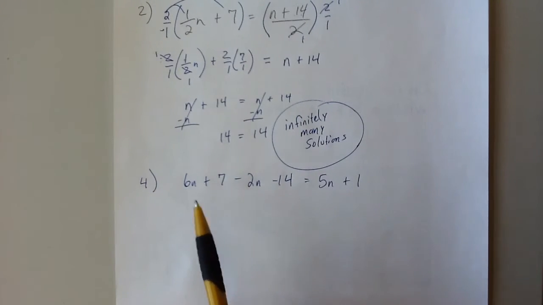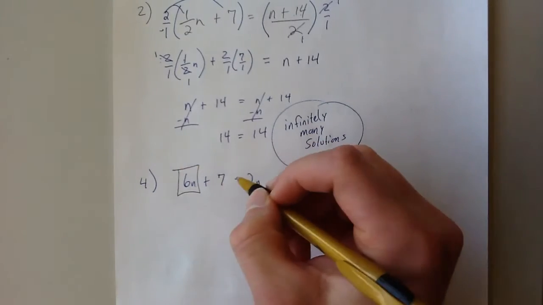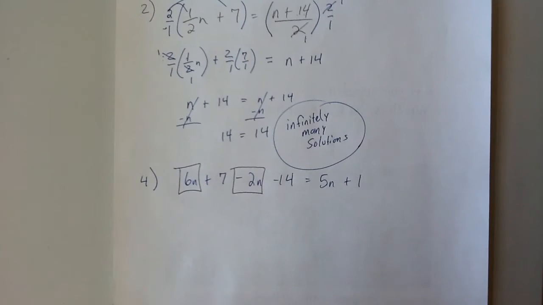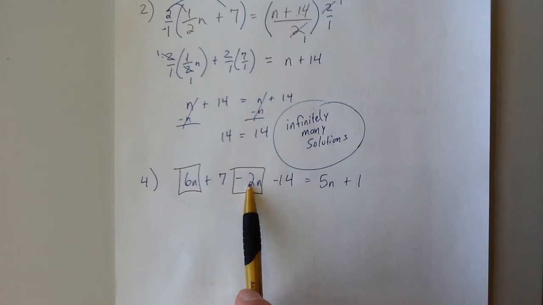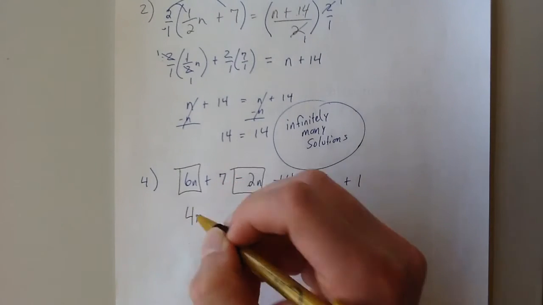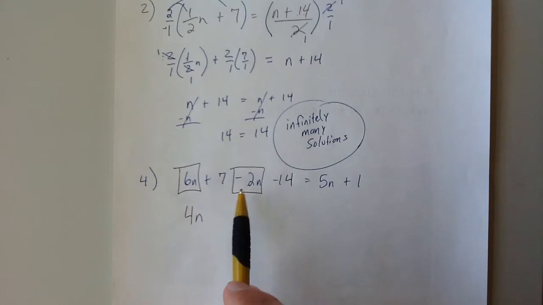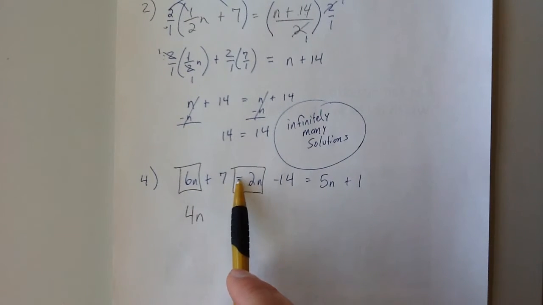And those like terms are on the left side because I have 6n and minus 2n, or negative 2n. I put those in a box to show that they're like terms. And then I need to combine them. So 6n minus 2n would be 4n. Again, you should be following along and doing this along with me. Show the shapes. Remember, the sign goes inside the shape.